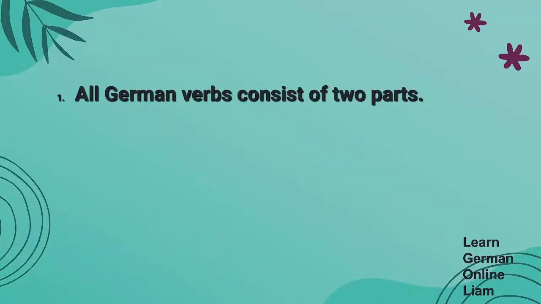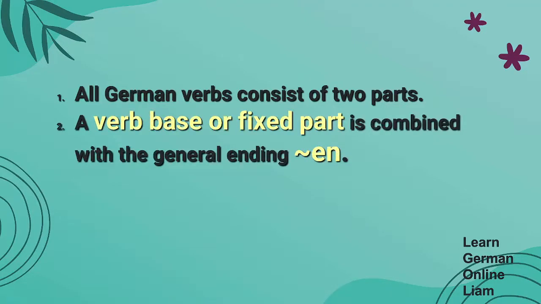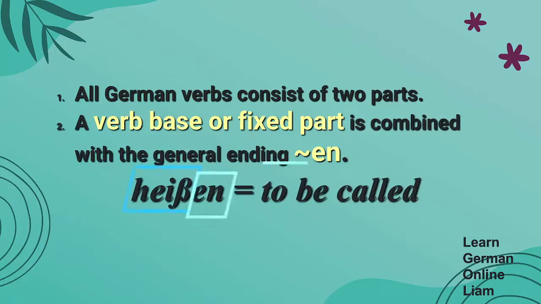All German verbs consist of two parts: the initial base part, and then at the end you will have en. For example, the verb heißen, meaning to be called, consists of two parts, heiß and en. You are seeing a letter ß. If you are using a different keyboard layout, you can always use double s. If you are not able to type this, that's absolutely okay.